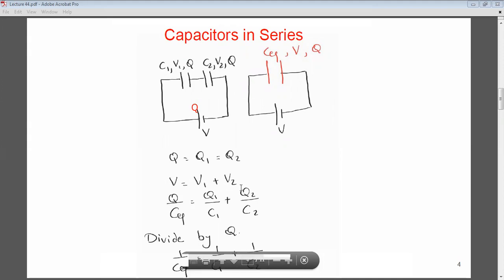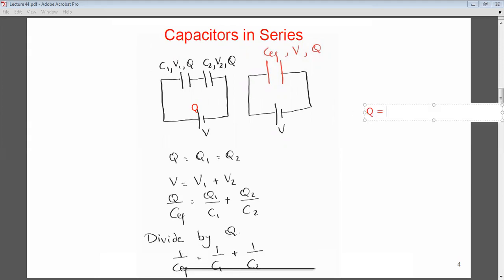So if I start with V equals V1 plus V2, instead of V, I will put Q over C equivalent, because remember, Q equals CV. So V is Q over C equivalent, V1 is Q1 over C1 plus Q2 over C2, but Q equals Q1 equals Q2. So I get the equation 1 over C equivalent equals 1 over C1 plus 1 over C2 when they are in series. And this is C equivalent. It will have voltage V, which is V1 plus V2, and it will have Q, which is C equivalent times V.